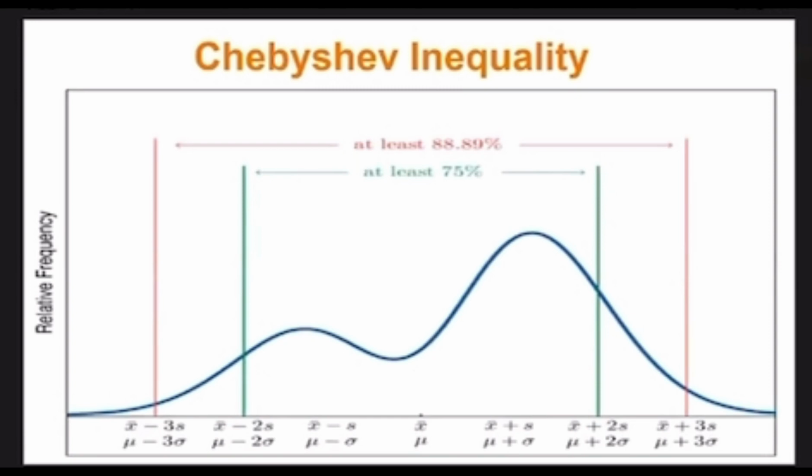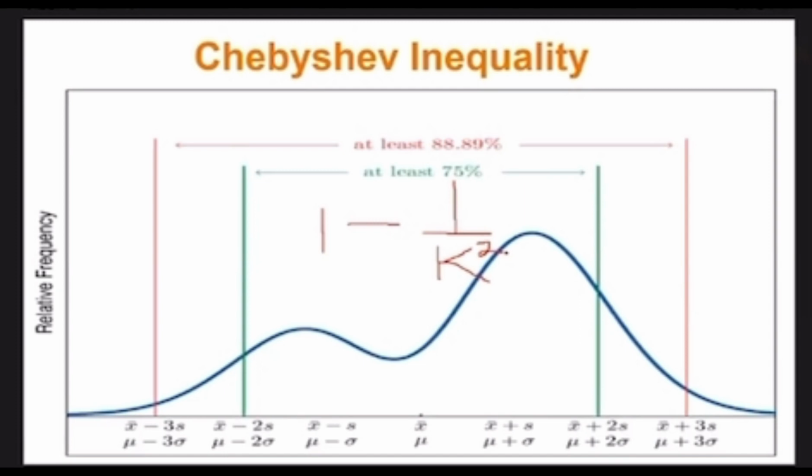Oh, something is missing now. What is missing? Can we calculate when k equals 1 for Chebyshev? What is going to happen? Remember, for Chebyshev, it is 1 minus 1 over k squared. What happened? When k equals 1, it is 0, right? Because of that, to use Chebyshev, k must be greater than 1.